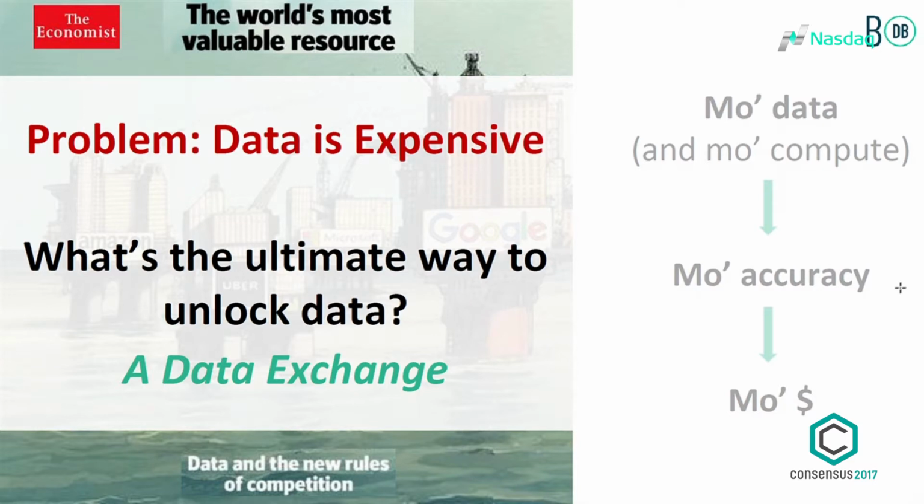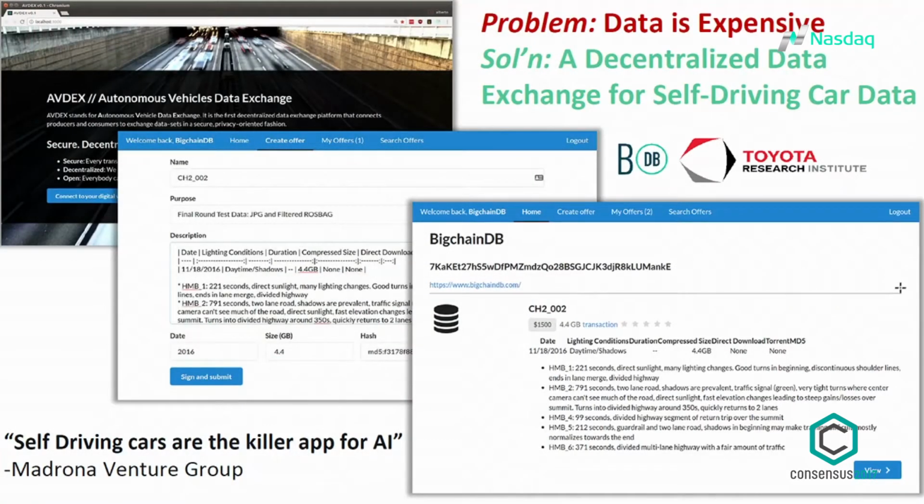So what is the ultimate way to unlock data? We believe that it is data exchanges. And with that, we are actually spending significant effort working towards making data exchanges to power AI algorithms. An example that we are announcing here today is a decentralized data exchange for self-driving cars. We're doing this with Toyota and many others.